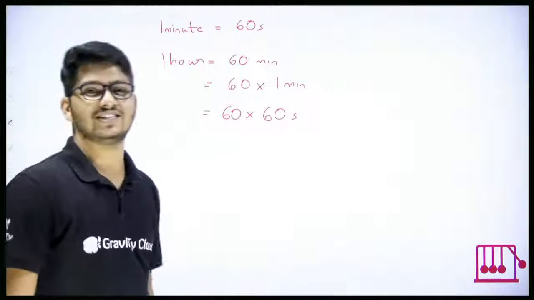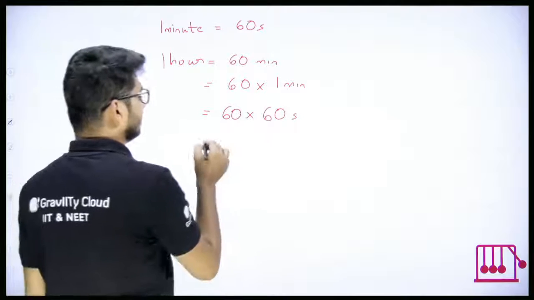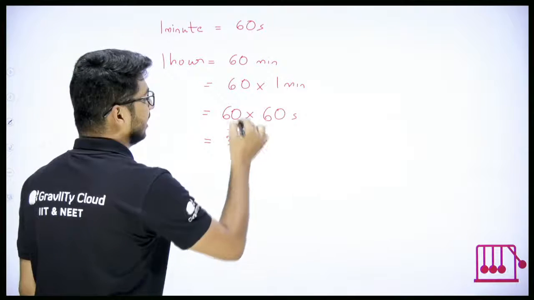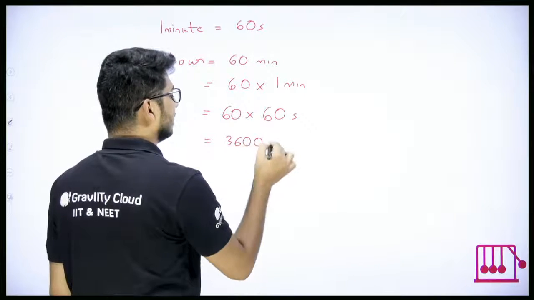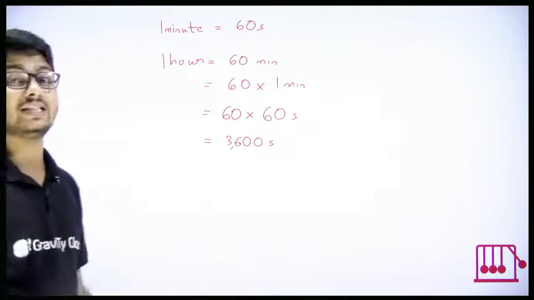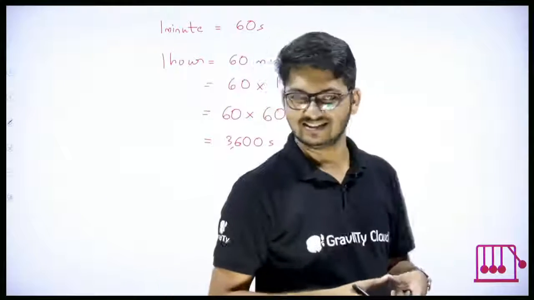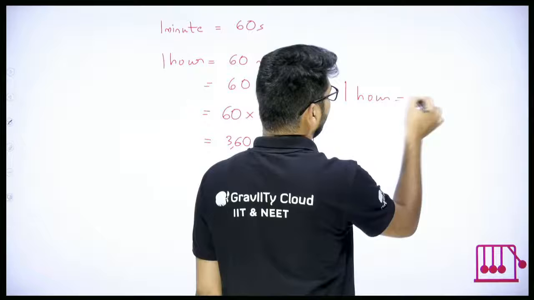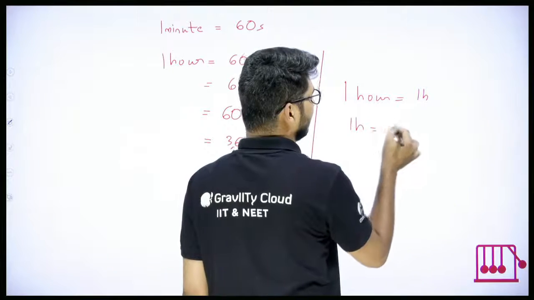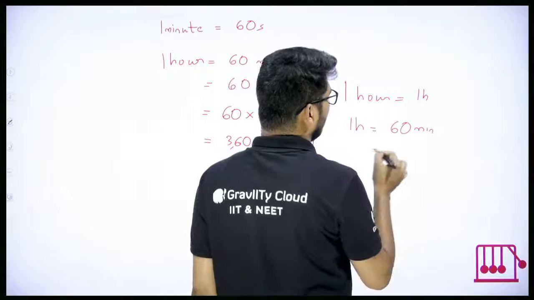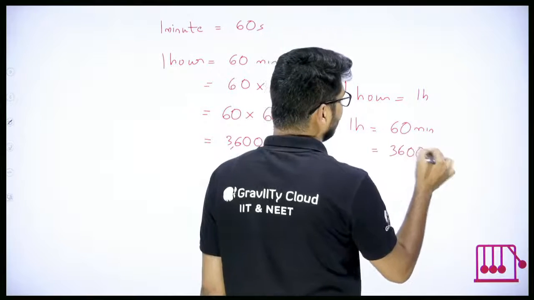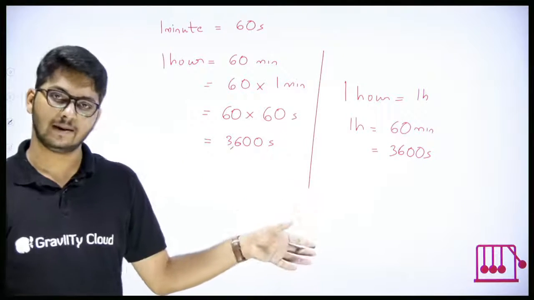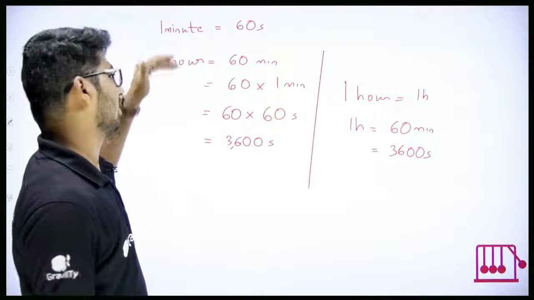1 minute is how much? 60 seconds. So 60 into 60 is how much? 6 into 6, how much? 36. And you have 0, 0. So 2 zeros and seconds. That means it is 3600 seconds. So here we can clearly say that for 1 hour we use the symbol 1h. So 1 hour is equal to 60 minutes, or in terms of second, it is 3600 seconds. Clear? Okay, that's good. So we learned about minute, we learned about hour.